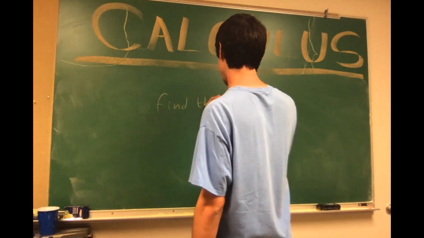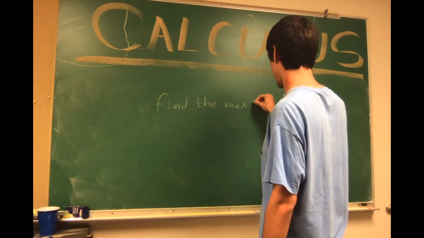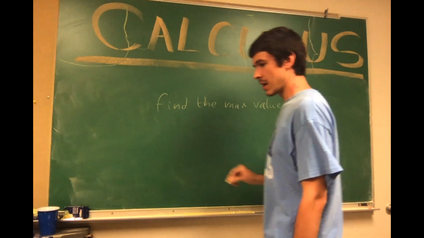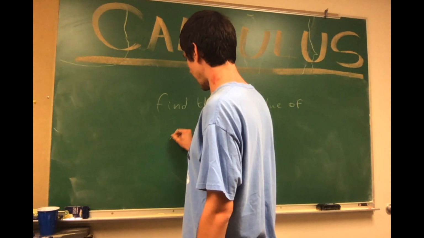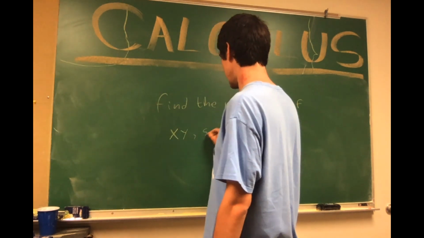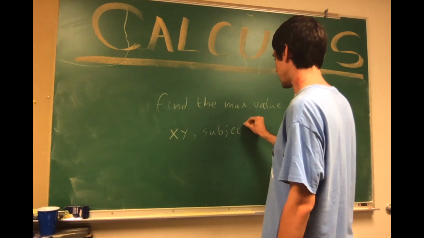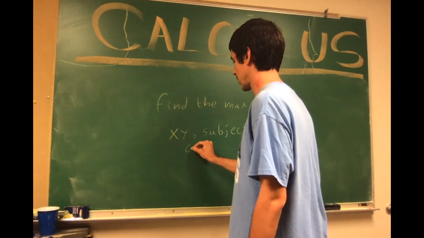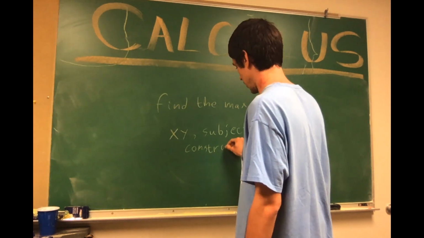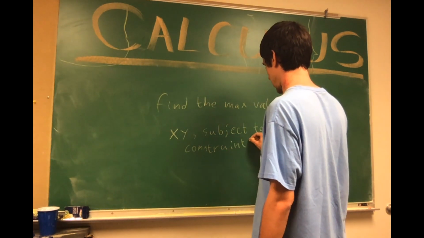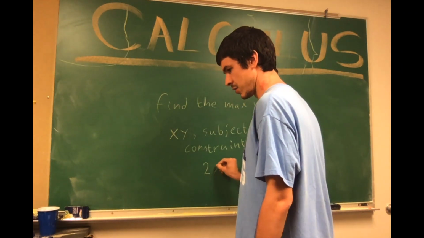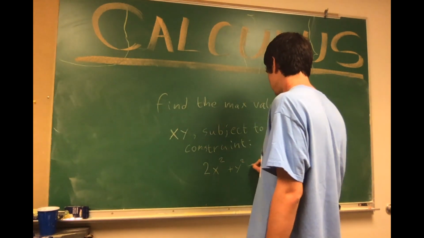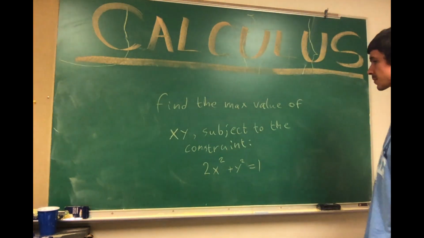So find the maximum value of the value xy subject to the constraint 2x squared plus y squared equals 1.